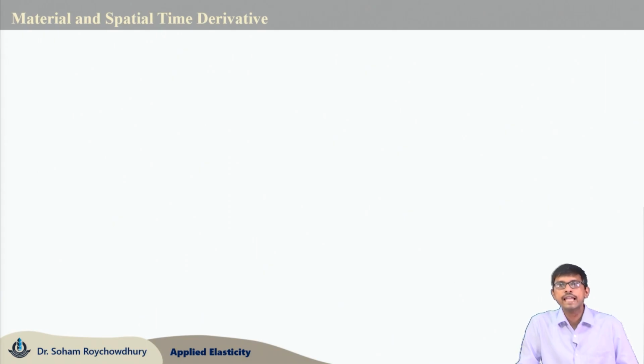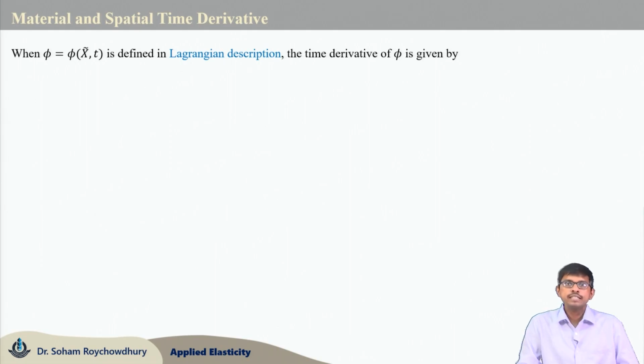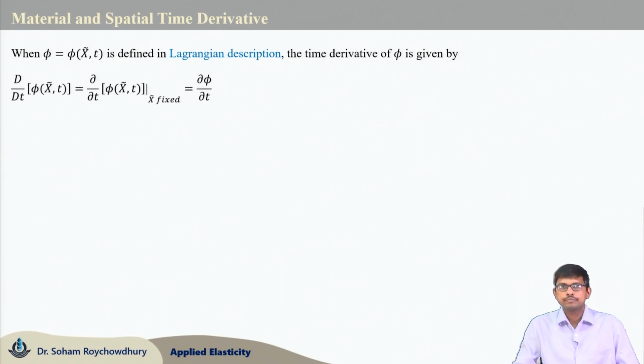Now, coming to the time derivative in both material and spatial descriptions. Considering the material or the Lagrangian description, phi is function of capital X vector and time. So, the total time derivative of phi, D Dt, where D is a capital D, refers to total time derivative. So, total time derivative of phi, which is function of capital X and time t, is equal to del del t of phi of capital X comma t with capital X being fixed.